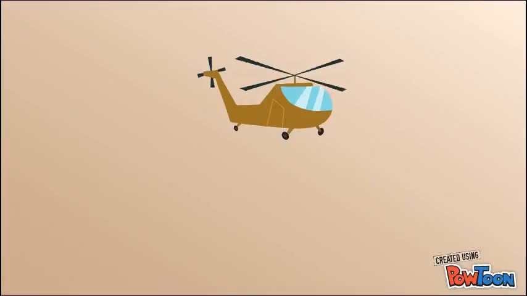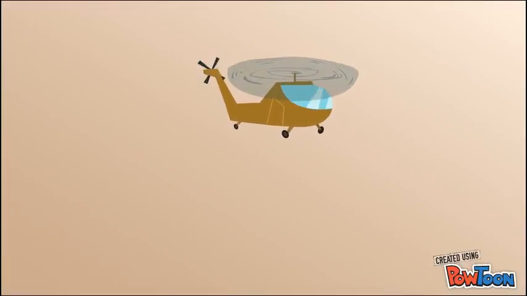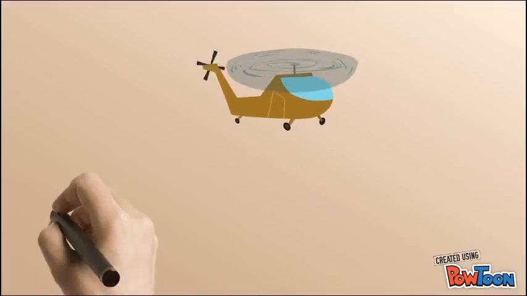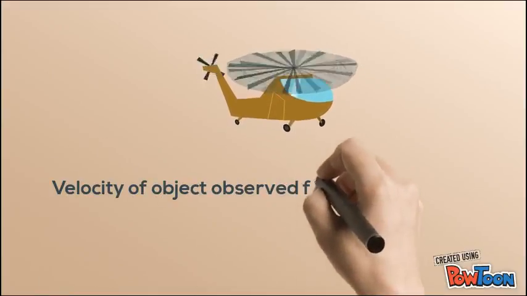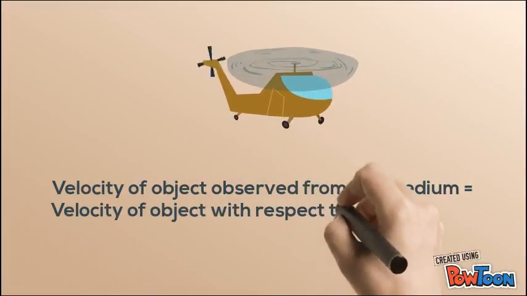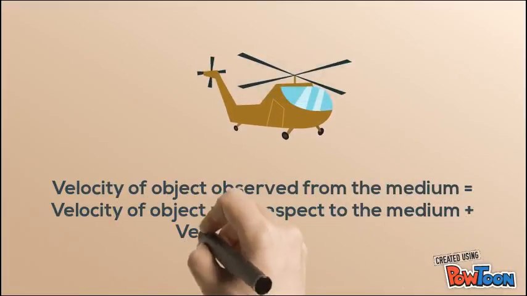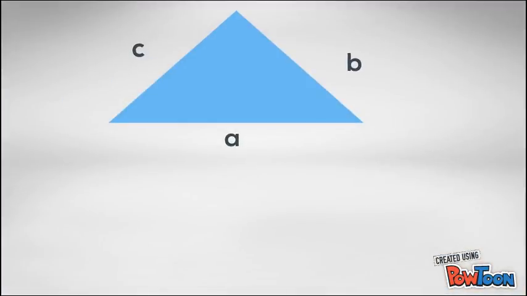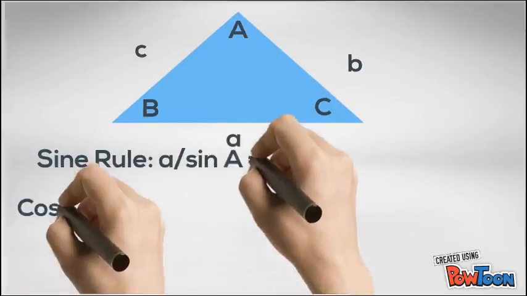A formula is applied to calculate the magnitude of vectors in the motion of planes or boats. The velocity of object observed from the medium is equal to the velocity of object with respect to the medium plus the velocity of the medium. These vector quantities can be determined by using the sine and cosine law.